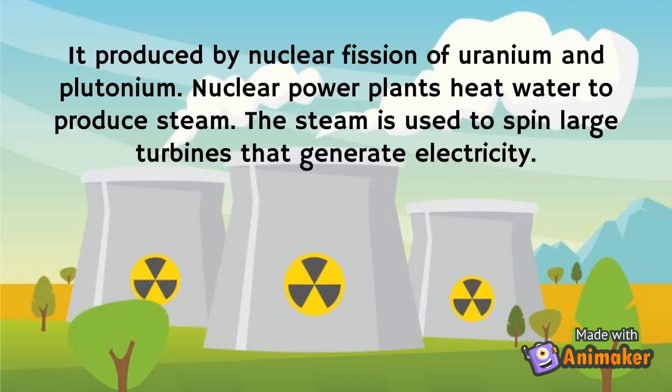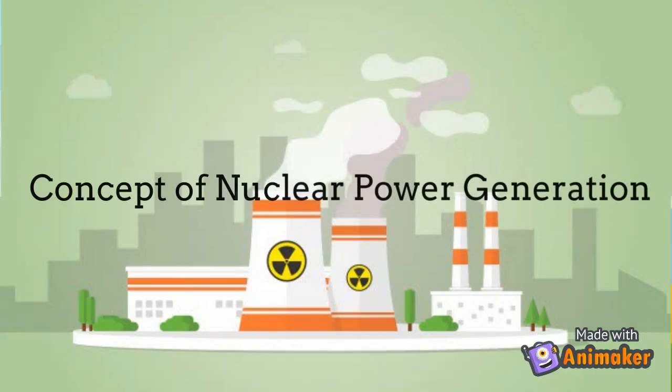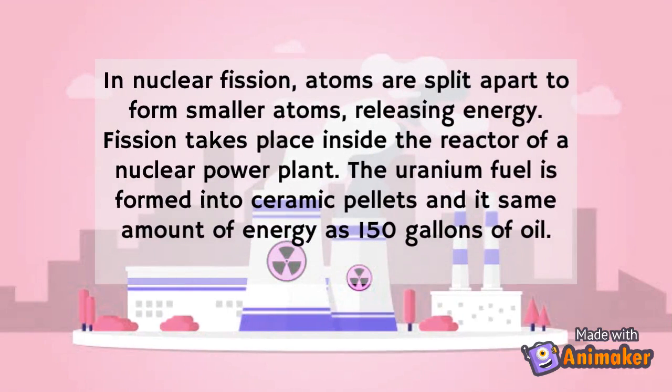Nuclear power plants heat water to produce steam. The steam is used to spin large turbines that generate electricity. Concept of nuclear power generation. In nuclear fission, atoms are split apart to form smaller atoms, releasing energy. Fission takes place inside the reactor of a nuclear power plant.